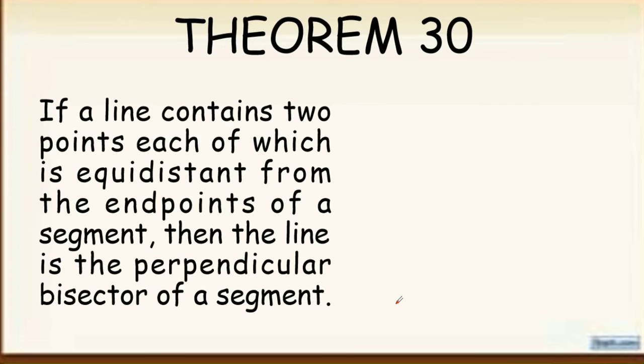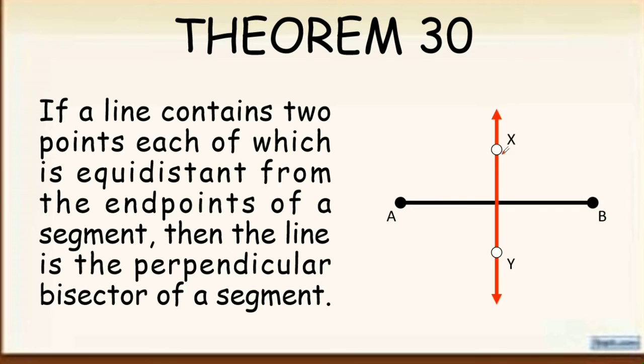Okay, next. Theorem number 30. If a line contains 2 points, each of which is equidistant from the endpoints of a segment, then the line is the perpendicular bisector of a segment. So, kung meron daw po tayong dalawang point dito sa line, sa red line po natin, that are equidistant from both endpoints of segment AB. Therefore, this line is a perpendicular bisector of segment AB.